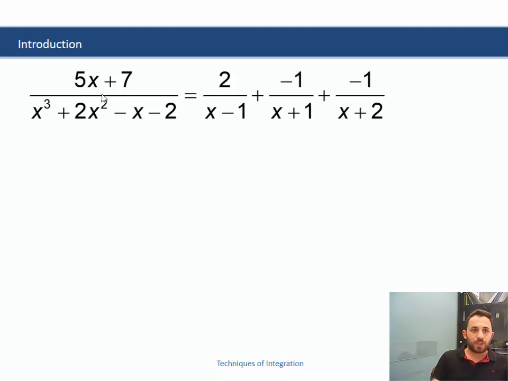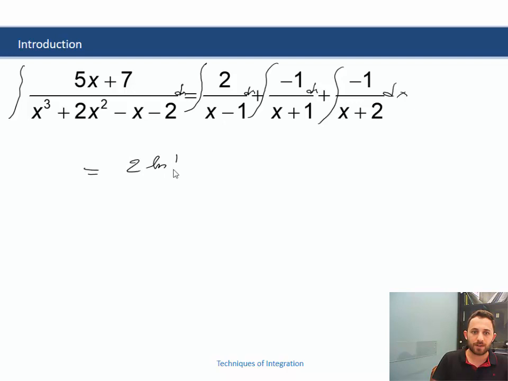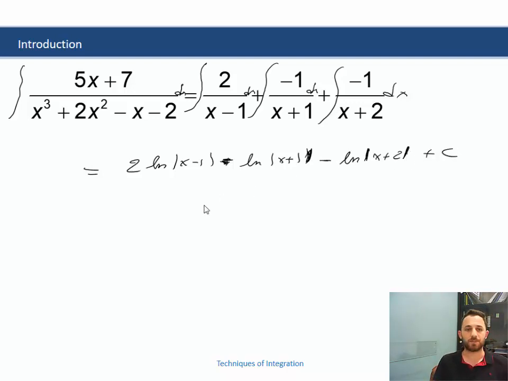So now if I asked you to integrate this rational function, dx, this rational function can be decomposed into those partial fractions, then we can integrate them as follows. And this is equal to 2 ln of x minus 1, plus minus ln of x plus 1, minus ln of x plus 2, plus the constant term.